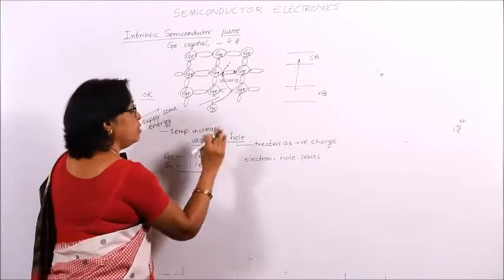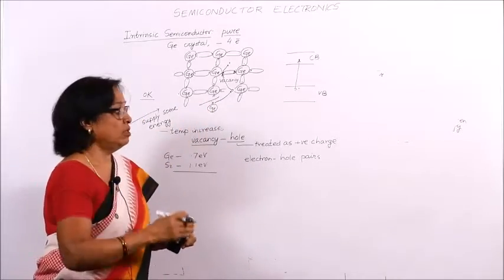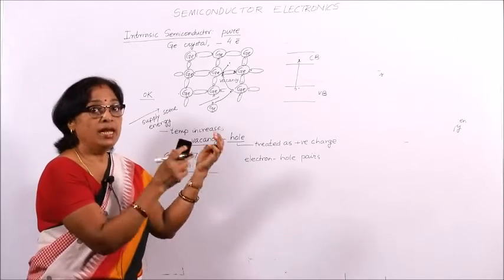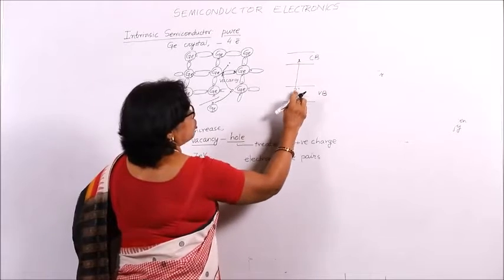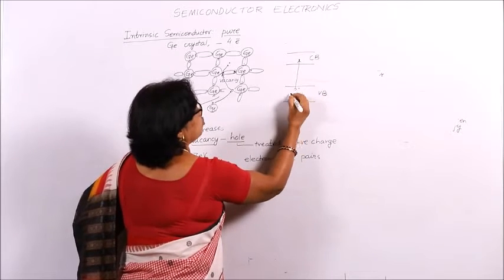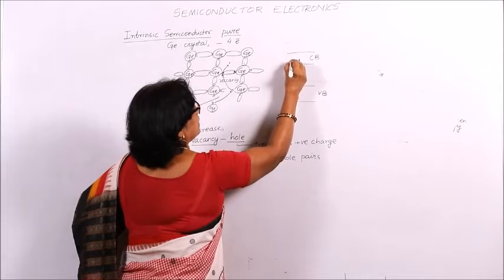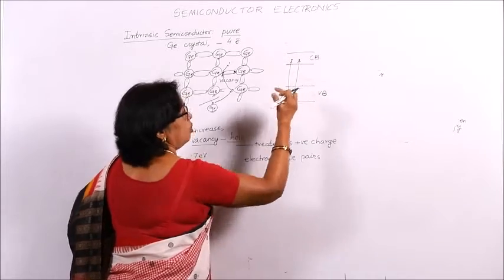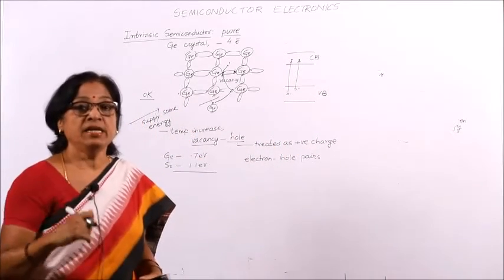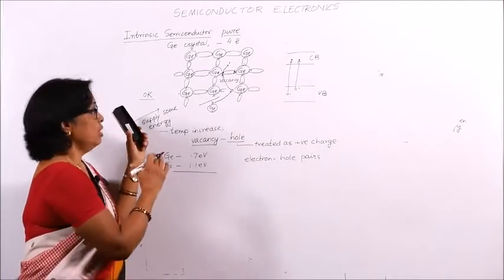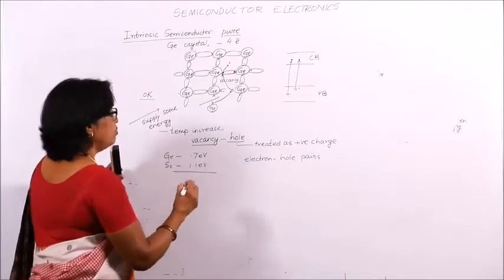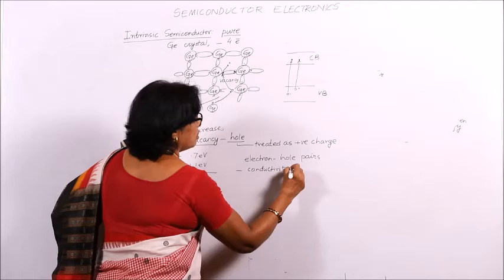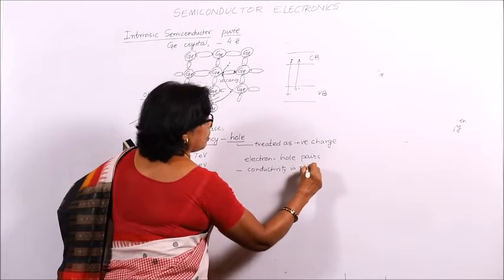When any covalent bond breaks, an electron is made free, and the place from where it goes has a hole. So here is an electron, and correspondingly there is a hole here. If another electron goes from here by getting energy, there is an electron here, but in this place there is a hole. So you can see that pair of electron and hole. Electron-hole pairs are created in an intrinsic semiconductor when the temperature is increased. But we find that the conductivity is still very less, not very large.